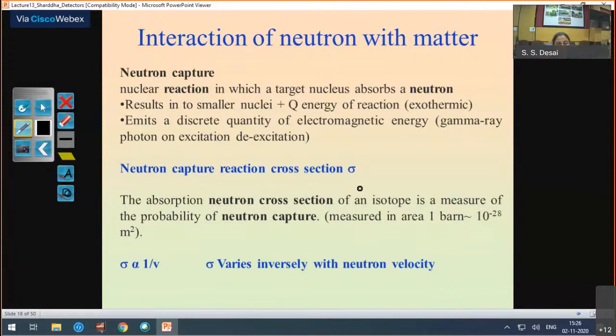This capture cross section is a probability, and it is measured as a surface area which is available for the reaction, and it is so small. It is of the order of 10 raised to minus 28 meters squared. The unit given to it is the barn, and this cross section reduces with increasing velocity of the neutrons. So for a neutron with 1 eV, or a thermal neutron, if you have the same detector and your neutron energy varies, the number of counts you get out of the detector will be different, and this is reflected from the absorption cross section.